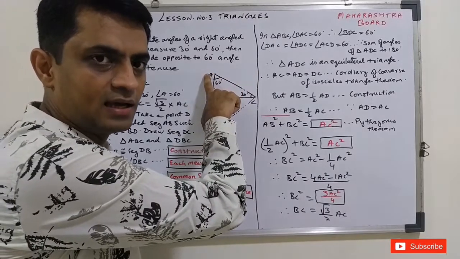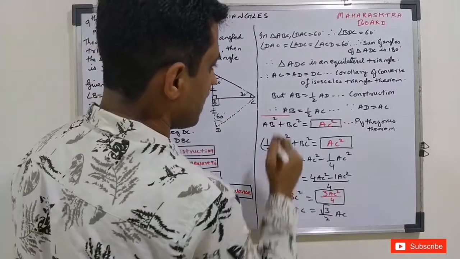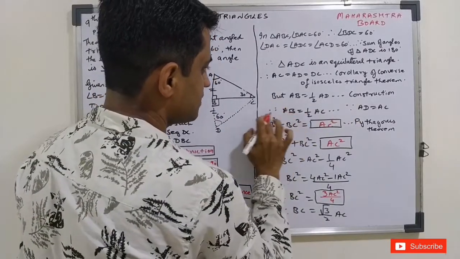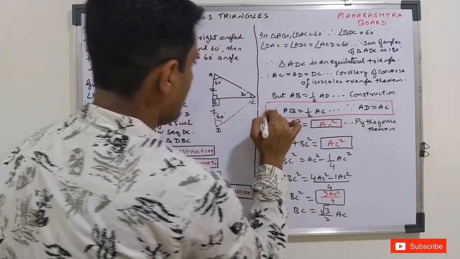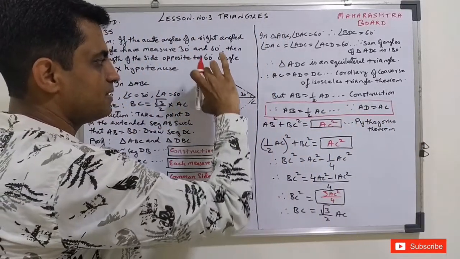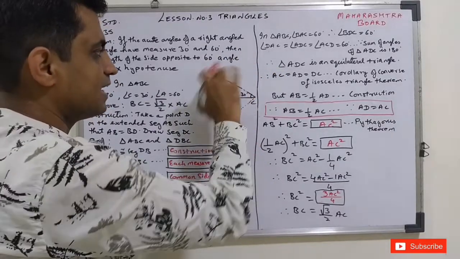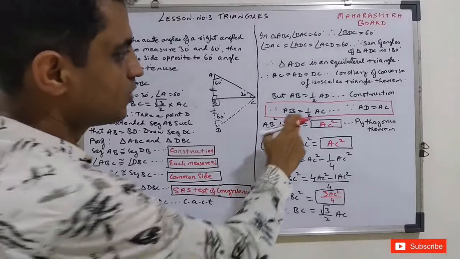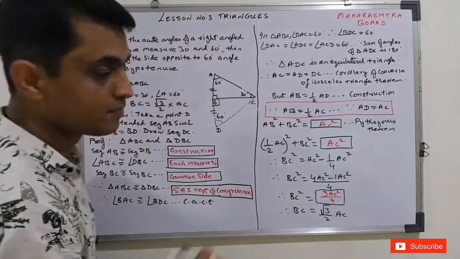We proved this just now in the earlier proof. It means AB is half of AC. This we have to note down, a very important part. Why? AB is half of AD, and AD and AC are equal, so instead of AD we can also write AC. So we got that AB is half of AC. Now, the extension of this theorem.